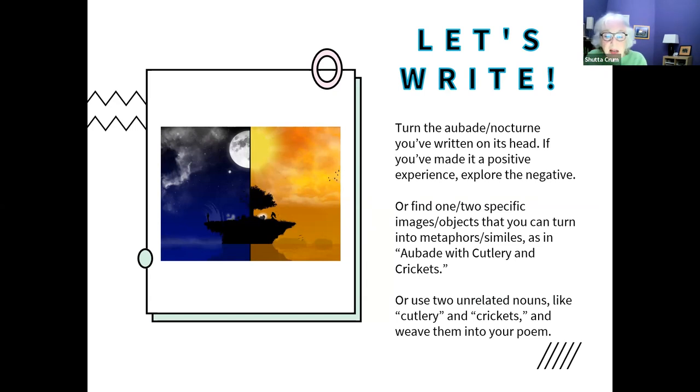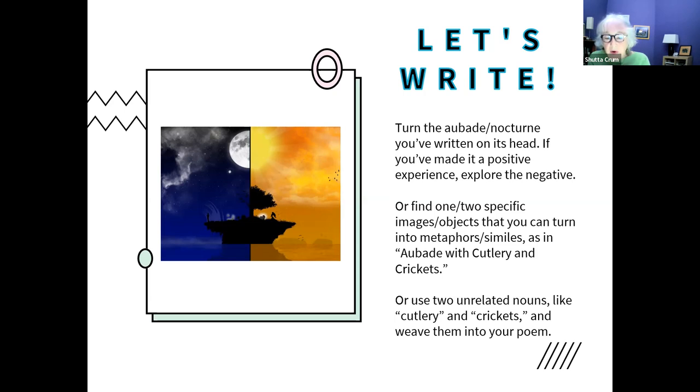at a workshop. So what I want you to do is we're going to turn it, if it's a positive, we're going to turn it into a negative experience. You can work with what you've already got. You can start a new one. You can use those images that you already have, but take a look at them from another angle. Or you can find one or two specific items, like Amy did with cutlery and crickets, and make that into a metaphor, a simile.